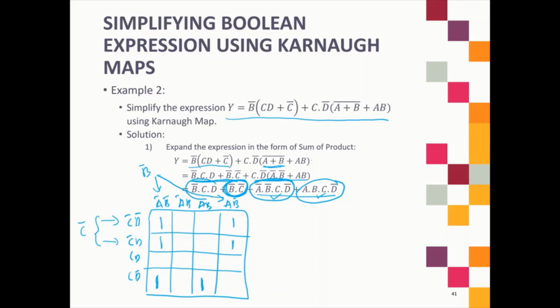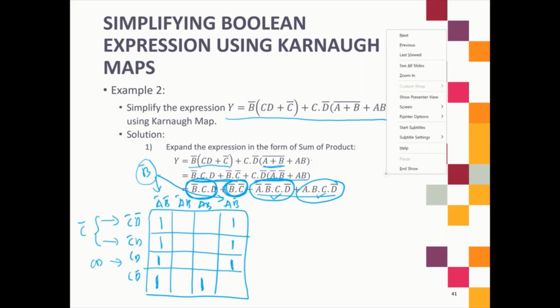Okay, and then the last one, B bar, C and D. So these two columns have B bar. And then you need to find the column that represents CD. So this is the column that represents CD, and this is B bar. So meaning you need to map into 2 cells. This cell has B bar CD, and this cell also has B bar CD. Okay, so you complete mapping your K-map.